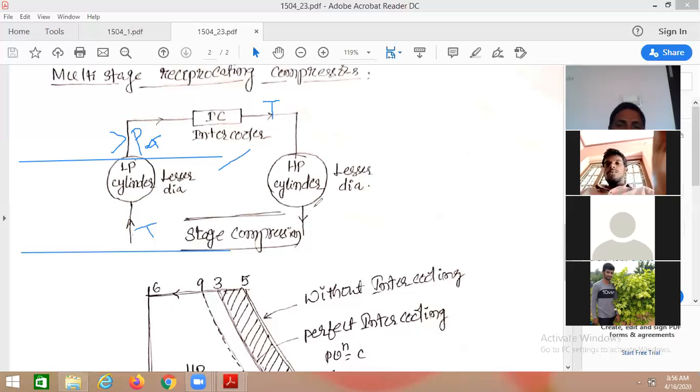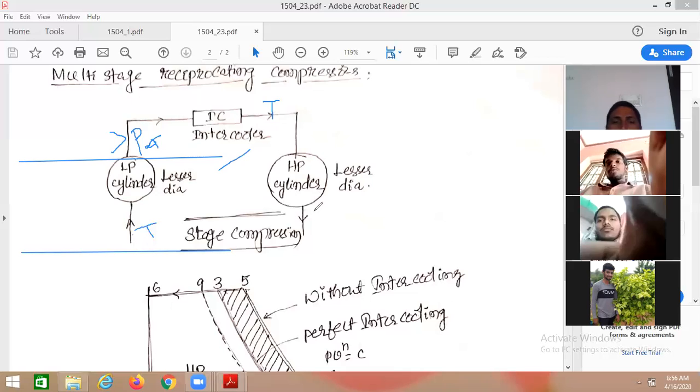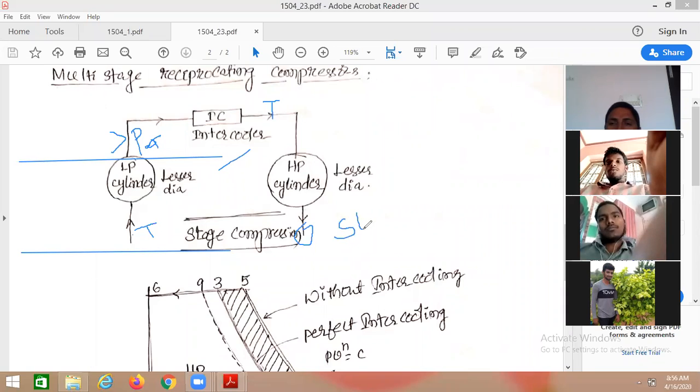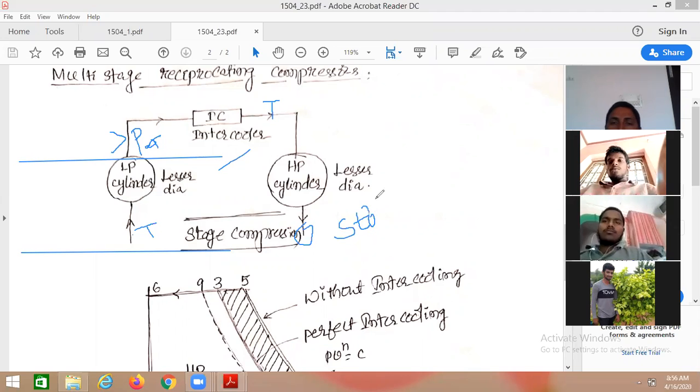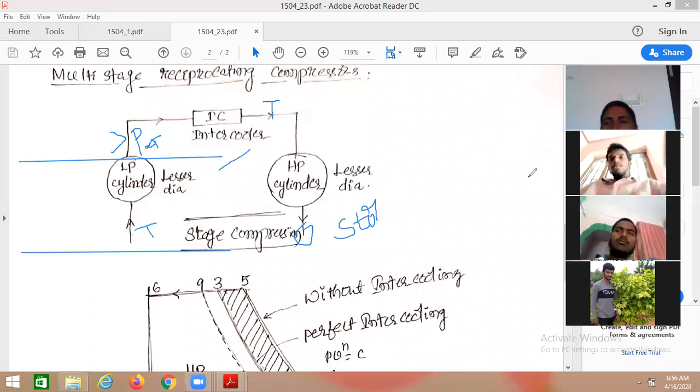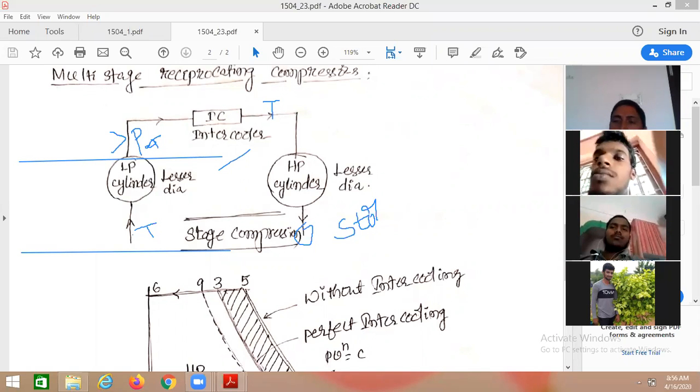Now it is compressed to some more pressure rise, to the required value of pressure. Then it is taken and stored in a separate storage tank. So this is the working of multi-stage compression. Instead of continuing the compression in a single stage, we go for multiple stages of compression.